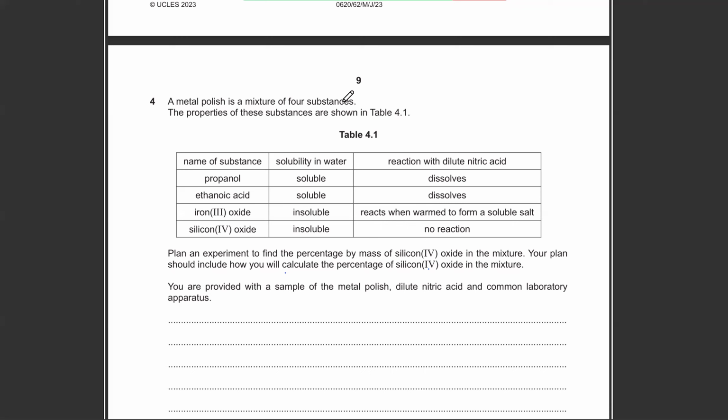Metal polish is a mixture of four substances. The properties of these substances are shown. So there's propanol, there's ethanoic acid, there's iron 3 oxide, and there's silicon 4 oxide. Some of them are insoluble and some of them are soluble in water.